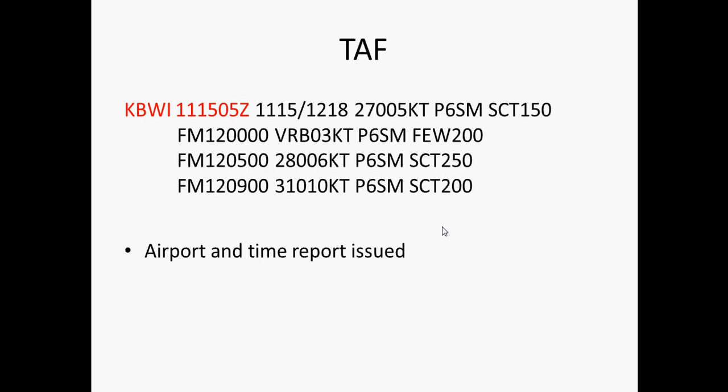First block of information on the first line is the information about the airport and the time that the report was released. So the first two blocks of information are the airport and the time that it was released. So KBWI, released on the 11th day of the month at 15:05 Zulu.